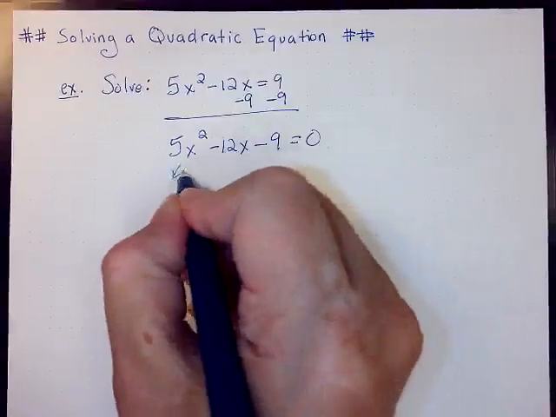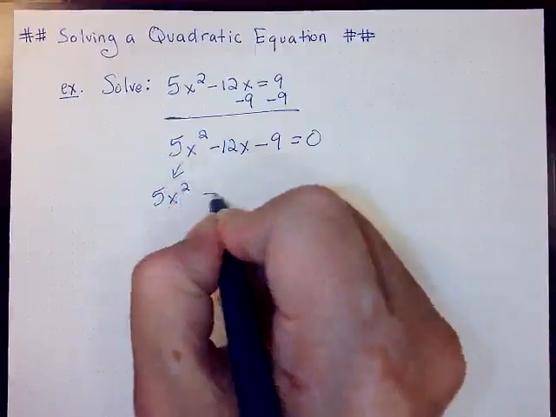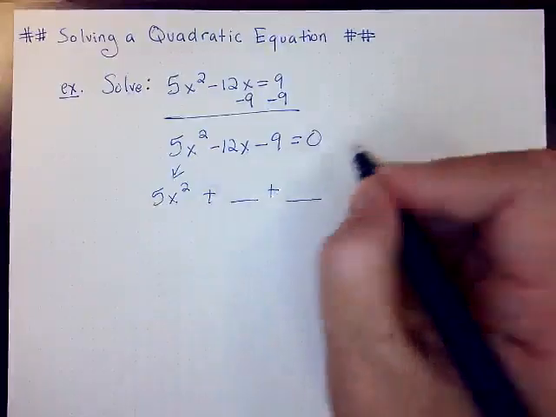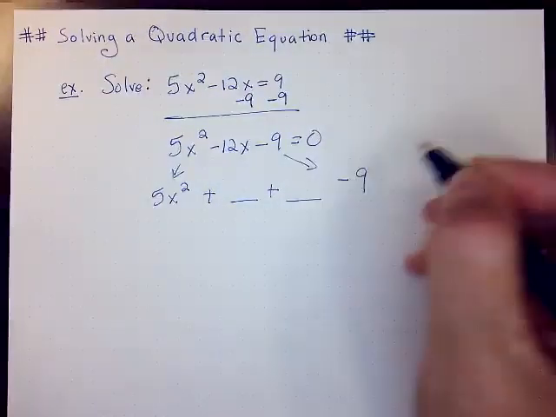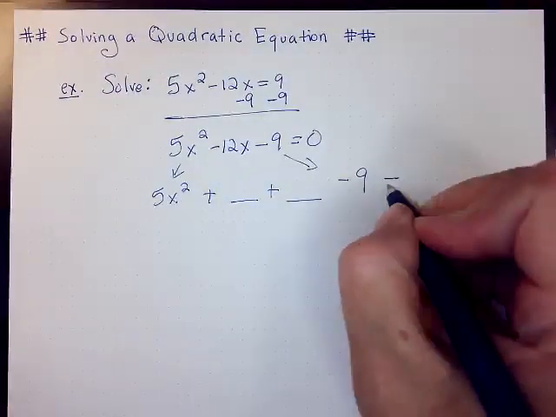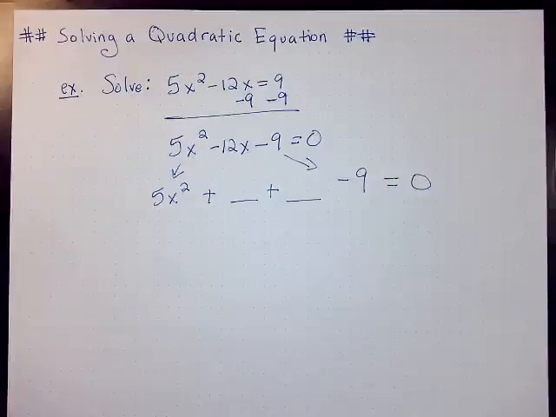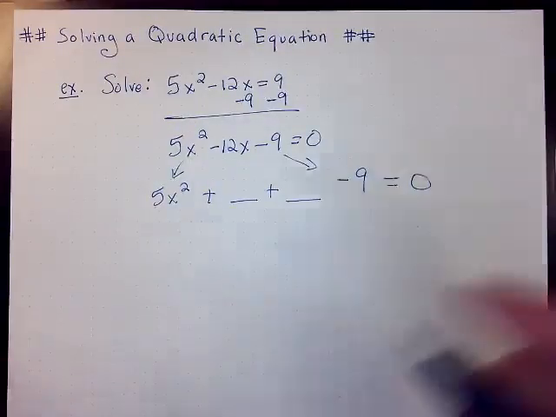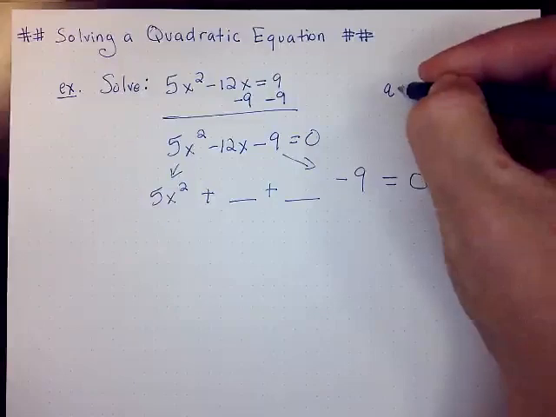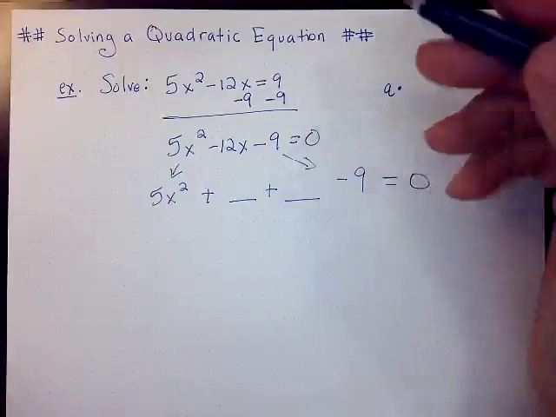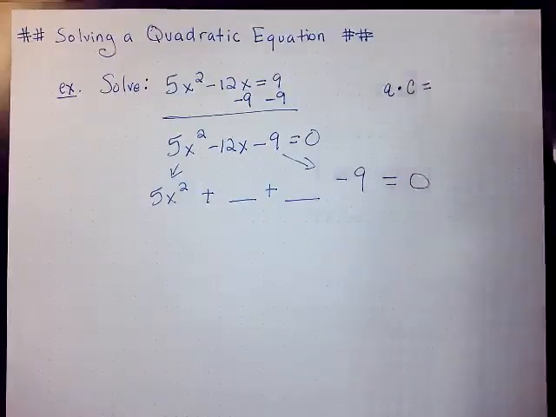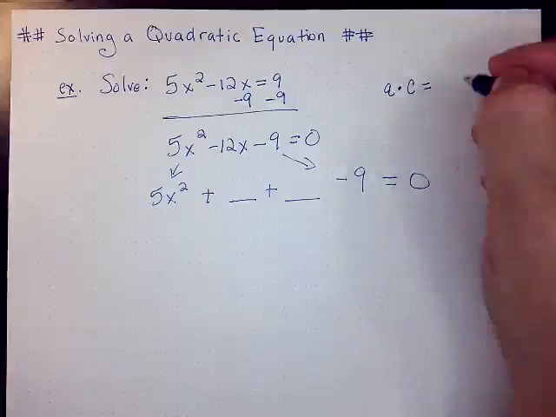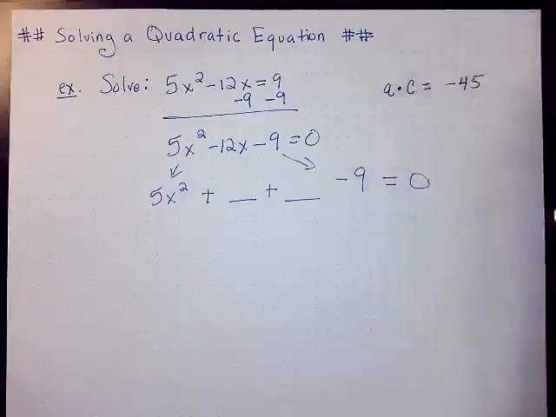We're going to bring down the first term, 5x squared, add 2 blanks, and bring down the last term, negative 9. And this equation is still equal to 0. Next, we need to figure out what goes in these blanks. A in this problem is 5, and C in this problem is negative 9. So if I multiply 5 times negative 9, I get negative 45.